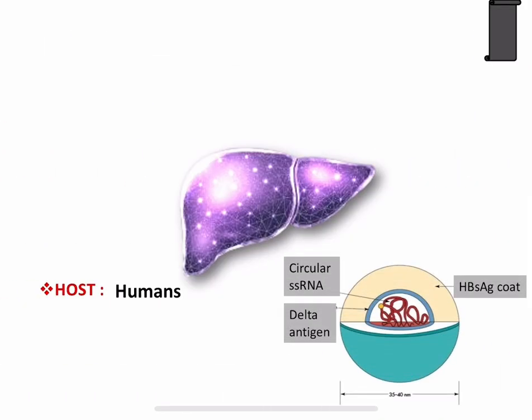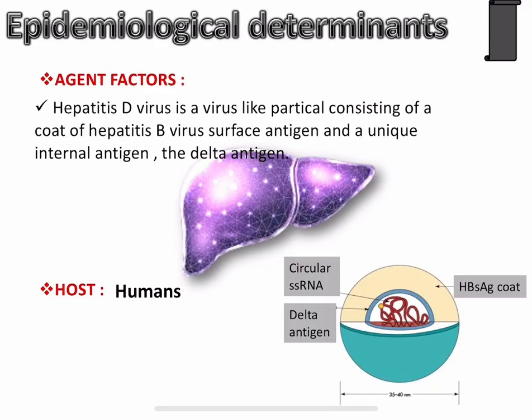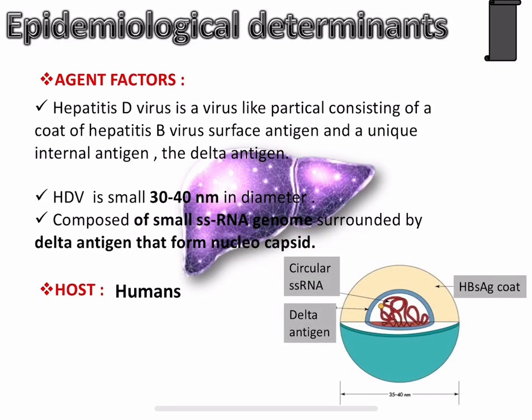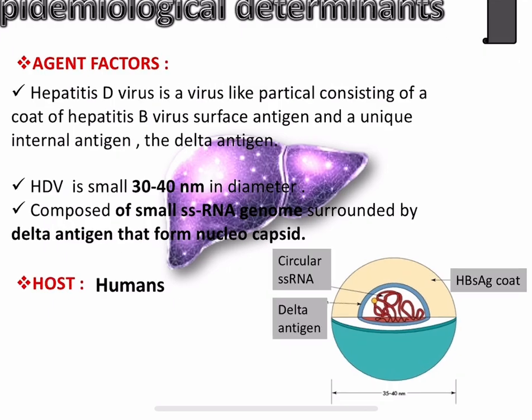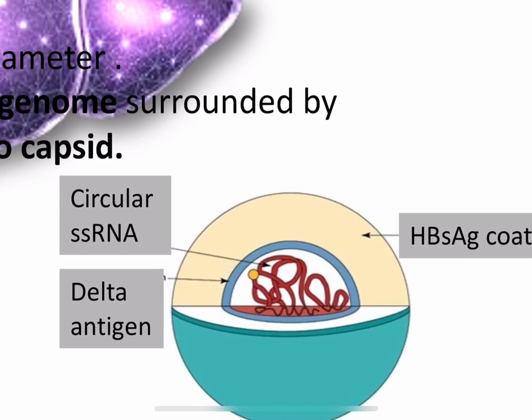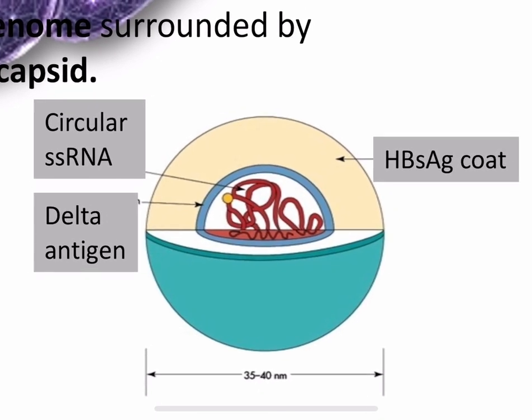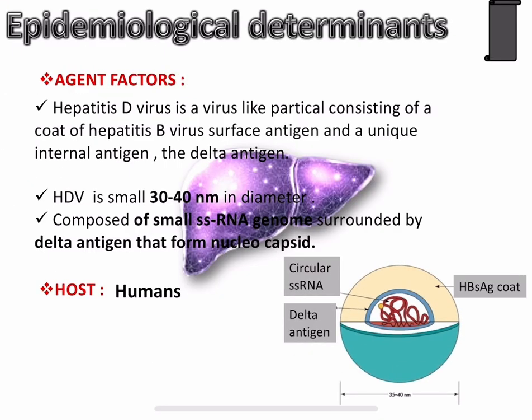Moving further to the epidemiological determinants. This is one of the most important aspects from your examination point of view. We need to be very clear with this. So the agent factor again comes the hepatitis D virus, which is a virion-like particle consisting of a coat of hepatitis B virus. We see that it is a single-stranded RNA virus containing the delta antigen and it has an envelope or a coat of hepatitis B surface antigen.